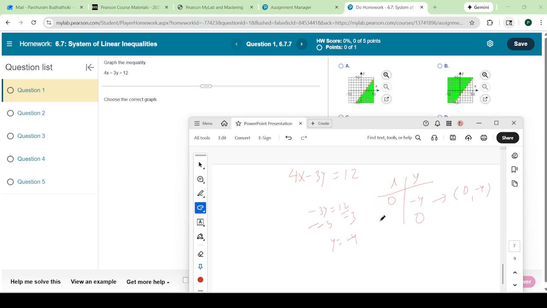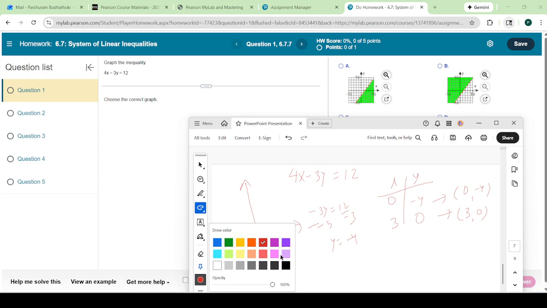Another point, if y is 0, x is 3 because you divide both sides by 4, so that will be 3. So 0 comma negative 4 and 3 comma 0. These are the 2 points I'm going to plot. 0 comma negative 4, which is here, and then 3 comma 0, which is here, and you join them.